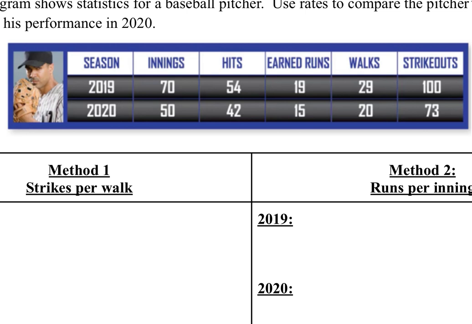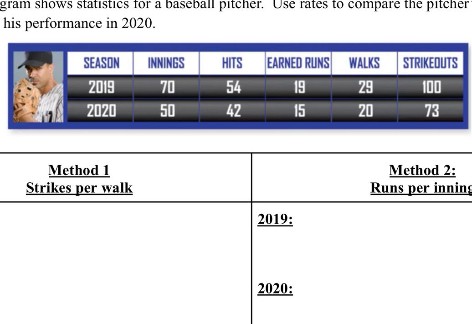So there are technically 5 different things that we can compare and use a rate to analyze how he did. These are just 2 methods that you can use. So I could choose to do strikeouts per walk or runs per inning. Neither one is incorrect or correct. Remember, rates are just comparing 2 things, okay? So I can compare his strikeouts with the number of walks, okay? I could do runs per inning, okay?